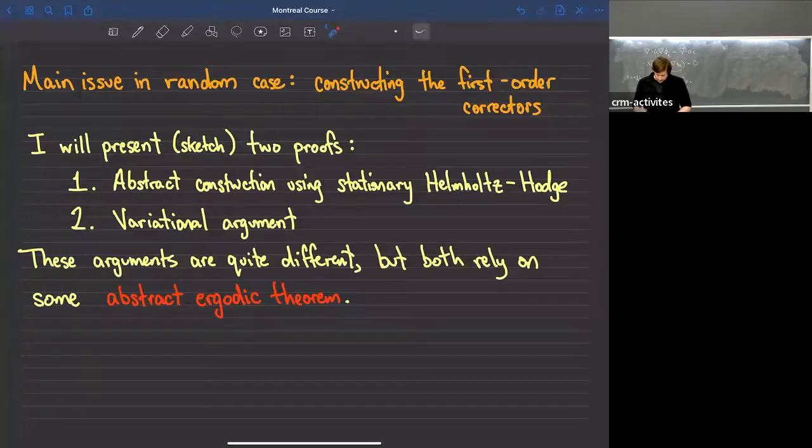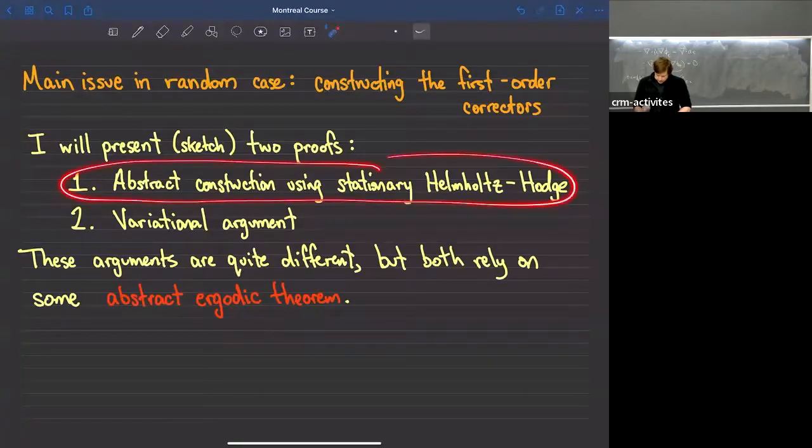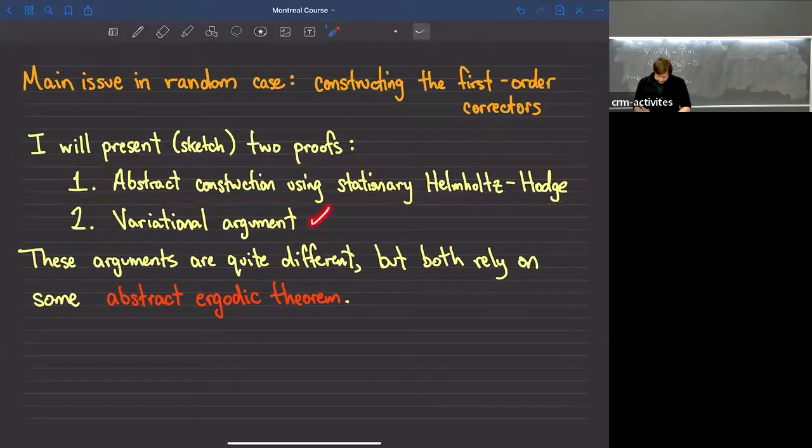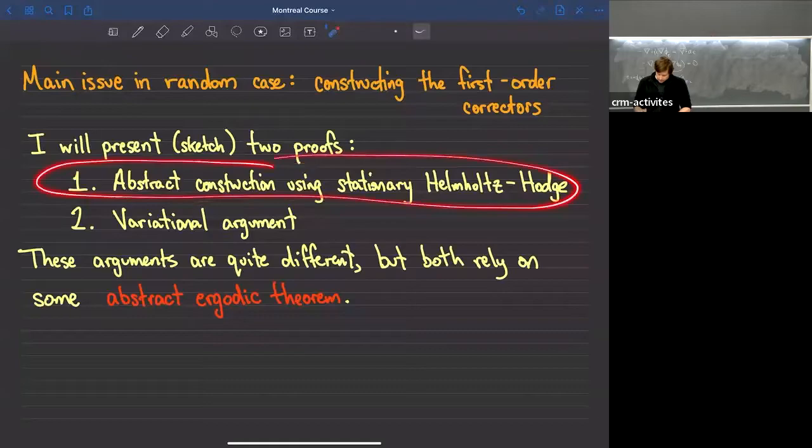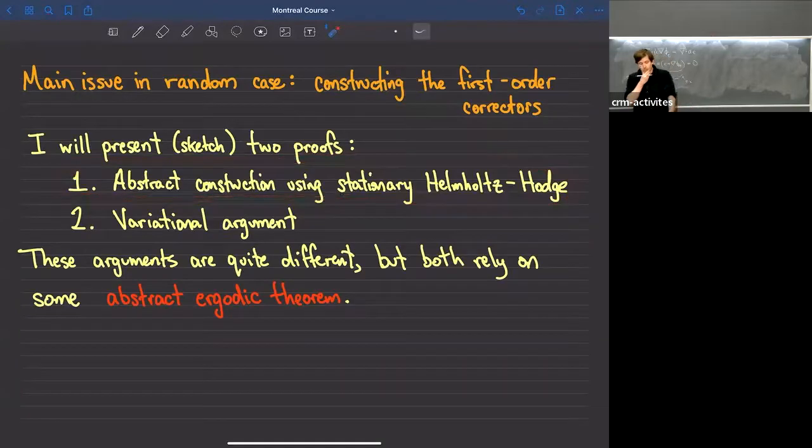I think that's a lie. I'm really only going to do one because I didn't finish writing the slides for this one, and I was going to do it next time. But I'm going to show you the canonical proof using a stationary Helmholtz-Hodge decomposition. What it boils down to is some ergodic theorem.